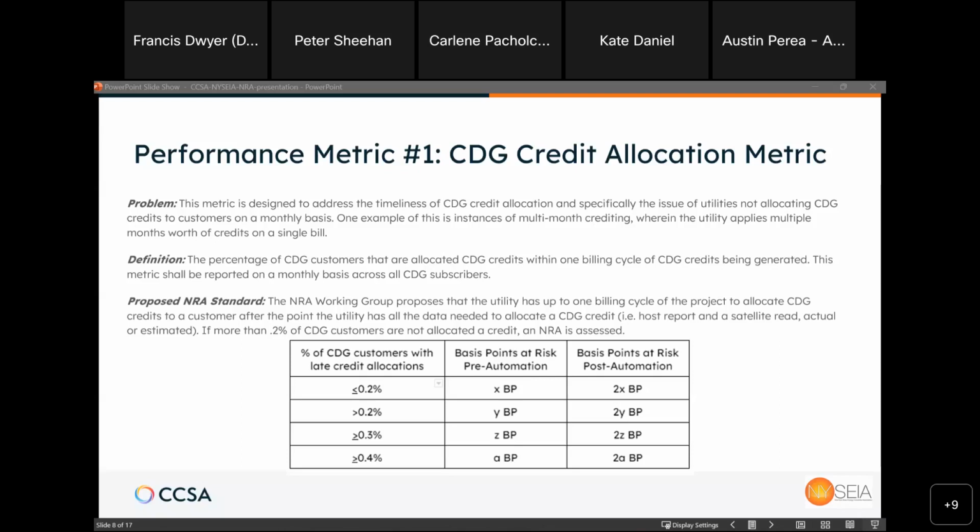This would be tiered. We have some illustrative values here on the left-hand column of what those tiers would look like. What we've also done here is have a basis point kind of at risk for pre-automation, as well as a higher basis point allocation for post-automation.